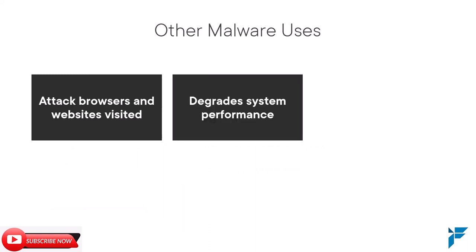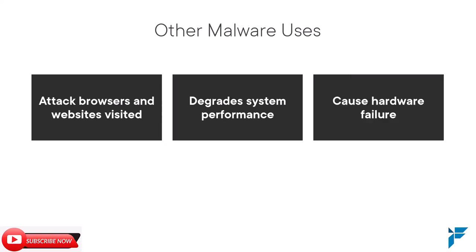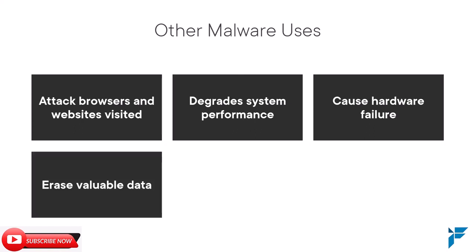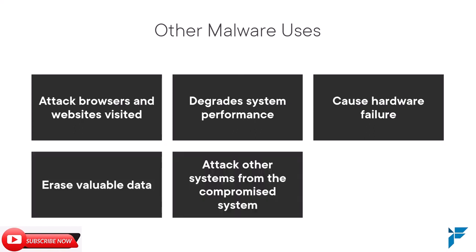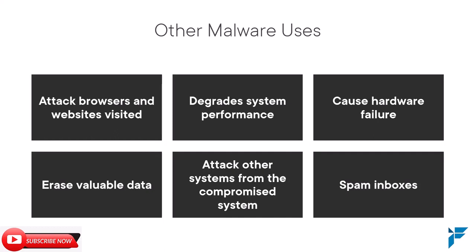Malware programmers are actually creating these types of software issues for us to do things like attack browsers and gather websites that have been visited, degrade system performance. This is normally done in like a denial of service attack, right? Usually caused by a piece of malware or could be an external attack. We also have the issue of them causing hardware failures because of performance issues, erasing valuable data, attacking other systems from the compromised system. We call that pivoting. And even spamming inboxes with advertisements. Not just spamming you individually or your company, but I could use some of your resources to send out spam to thousands, hundreds of thousands of people.